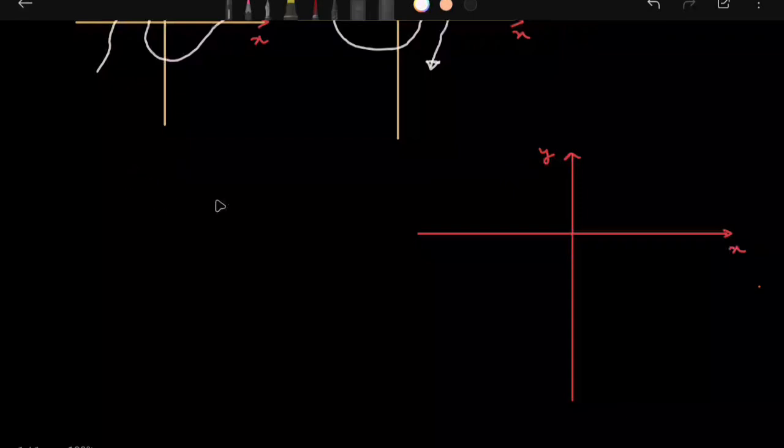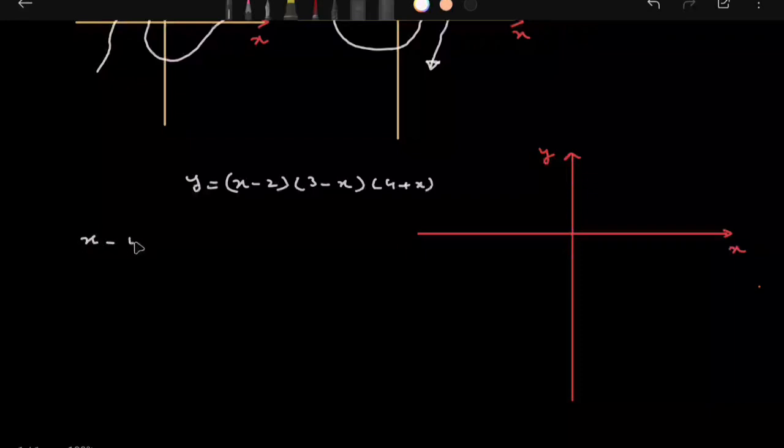So let me write the question here: y is equal to (x minus 2)(3 minus x)(4 plus x). First of all, we have to find out the x-intercepts and y-intercepts. For finding x-intercepts, we have to put y is equal to 0.